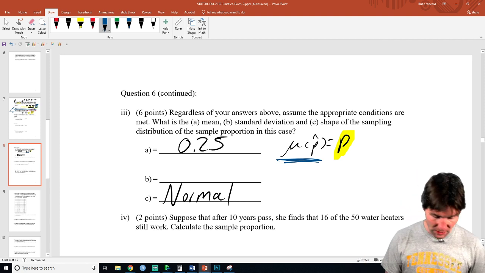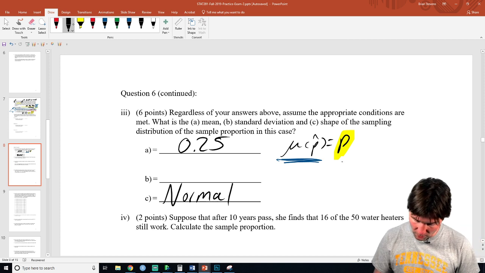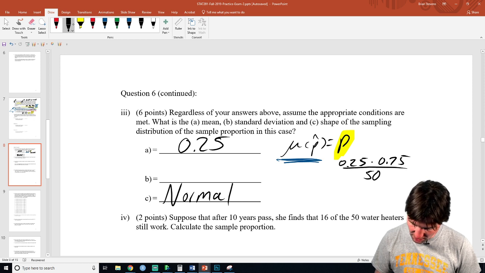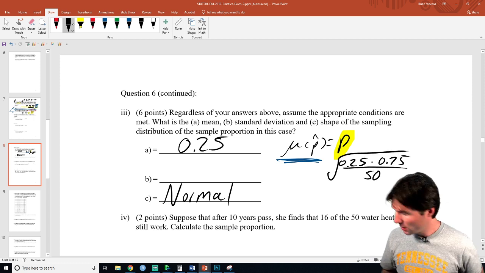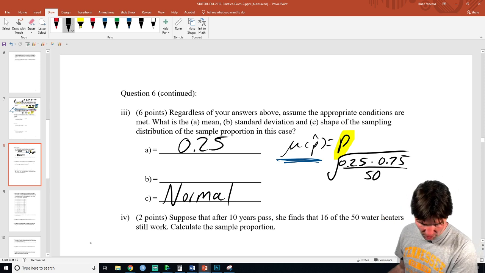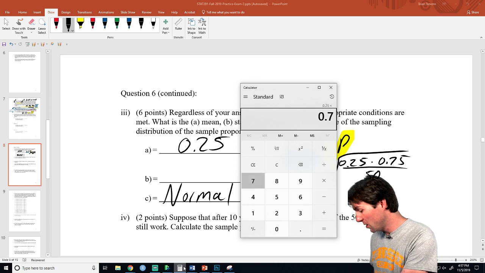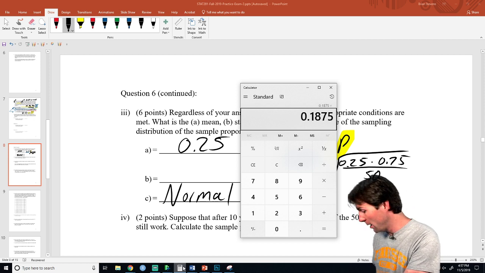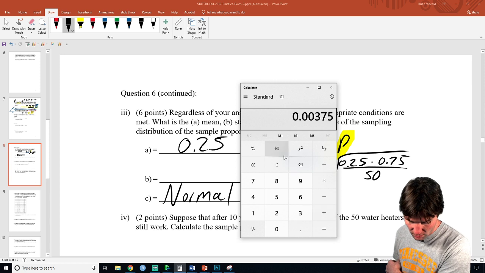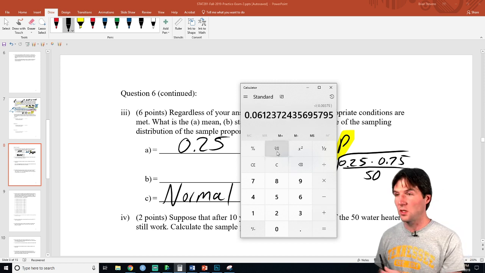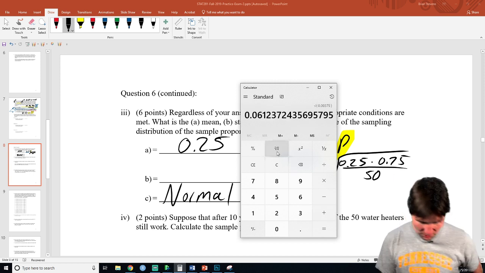Now the harder part is the square root of p times q over n. 0.25 times 0.75 over 50, and square root. I think it's 0.06 something. Doing this one earlier, 0.25 times 0.75, p times q over n, square root. And there it is, 0.06124. Nice job. Thank you in the chat for the help too.